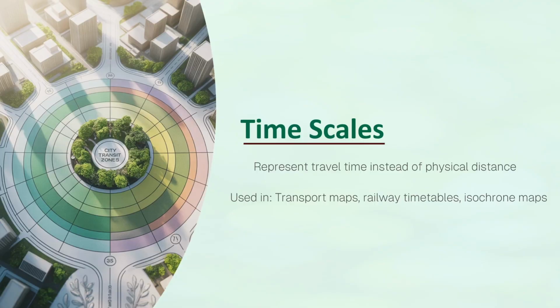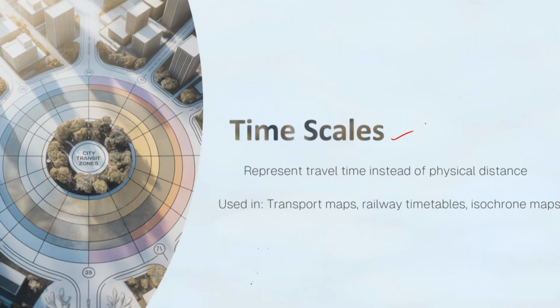Okay. Next, about time scale. Look at the screen. Usually the map will have spatial distance. The map scale, either the plane scale or diagonal scale or representative fraction, will be denoting the spatial distance, the ratio between the map distance and ground distance, all about the spatial distance. But a time scale, as you see on the screen, will represent the travel time between one place to another place. Here the scale will be mentioning the time.